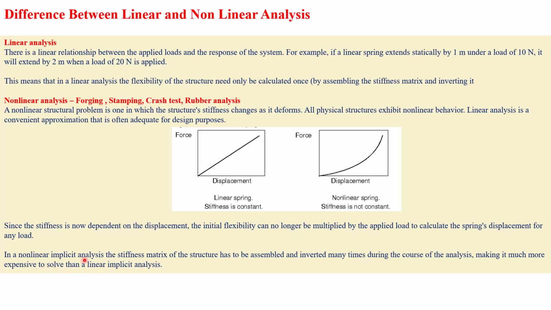In non-linear implicit analysis, the stiffness matrix of a structure has to be assembled and inverted many times during the course of the analysis. So if it is displaced 0.5 mm, there again the Poisson's ratio changes, the cross-sectional area decreases or increases depending upon the material, and then it will extract that cross-sectional area, and then find the stiffness matrix, and then again it inverts and solves for that. So this is exactly the linear and non-linear. In short, to summarize, force is proportional to displacement in linear. In non-linear, it won't be. They are different.